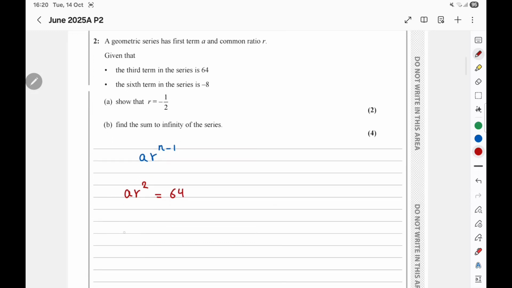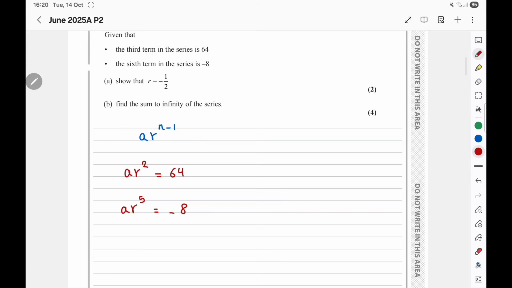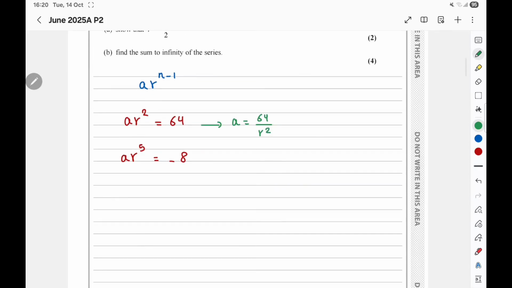Second equation, also A R power 6 minus 1, because this is the sixth term. 6 minus 1 is 5, equal to negative 8, and solve simultaneously. I can divide both equations, or I can make A the subject from the first equation. So A will be equal to 64 over R squared, and substitute in the second one: 64 over R squared times R power 5 equals negative 8.